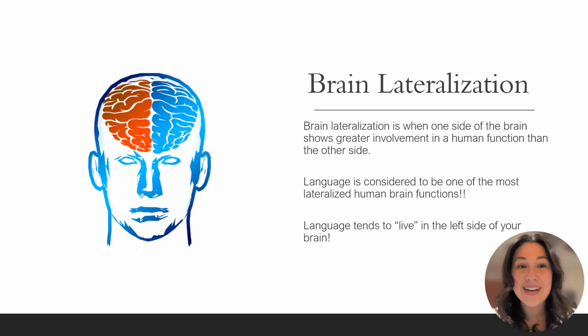So let's start with brain lateralization. This is when one side of the brain shows greater involvement in an ability or function than the other side. And it's sometimes associated with the dominant hand that we use for writing or other activities. Language is considered to be one of the most lateralized human brain functions. In fact, the left side of our brain is dominant for language in over 95% of right-handers and in over 60 to 70% of left-handers.